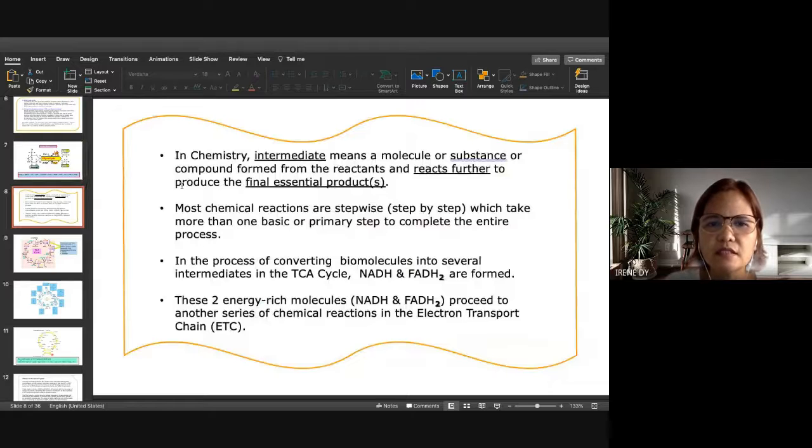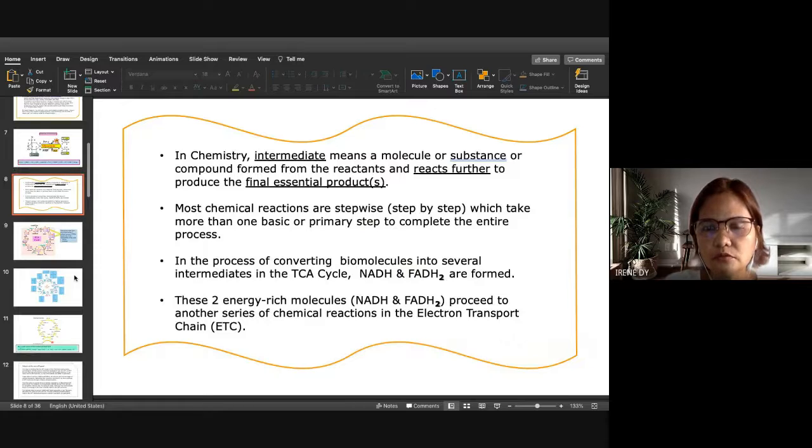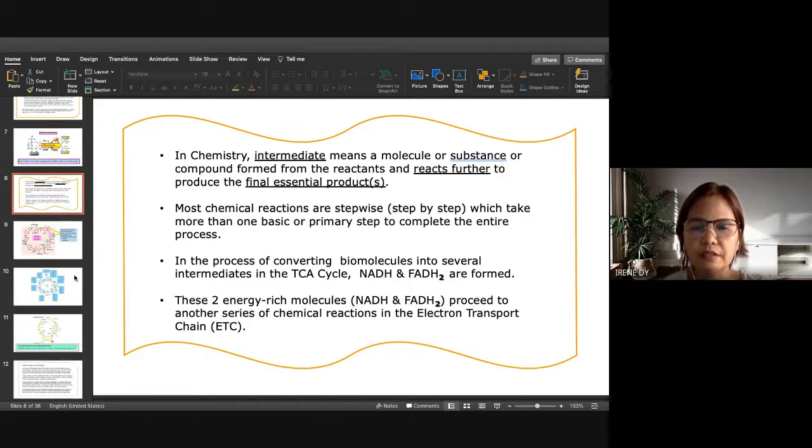Okay? Next. So in chemistry, intermediate means a molecule, a substance or compound that was formed from the reactants and reacts further to produce the final product. Parang intermediate yung dinadaanan. So most chemical reactions are stepwise, step by step. Okay, minsan simultaneous siya. From one step, it goes to another step, but it only happens in a cycle class. Ikot lang yan ng ikot. Kailangan talaga sa atin dapat 36.